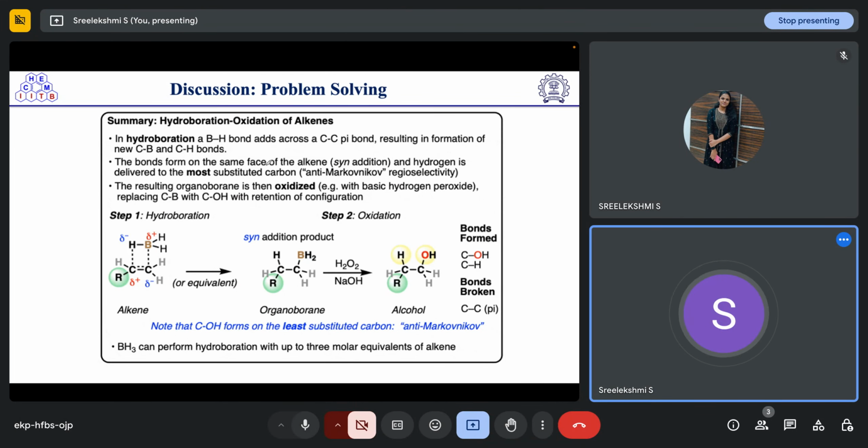The resulting organoborane, upon oxidation, will have this carbon-boron bond replaced with the carbon-OH bond with retention of configuration. So first, the alkene undergoes addition of BH across it. Since this carbon has the R group, it will be delta plus, so hydrogen will be added to this carbon and the other carbon will be bonded to boron. So we get this addition product. Now upon oxidation using peroxide in NaOH conditions, we get this alcohol as the major product. Here the carbon-oxygen bond is formed in place of the carbon-boron bond.